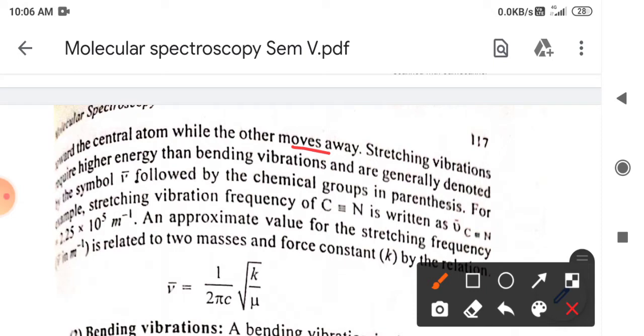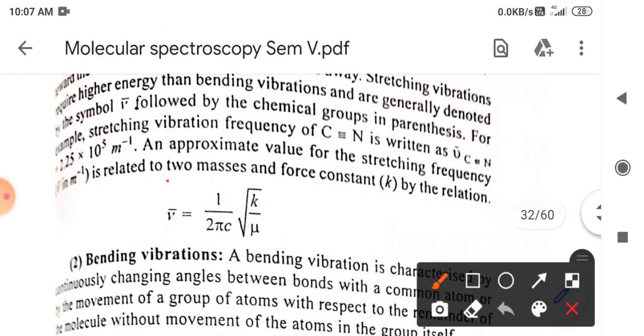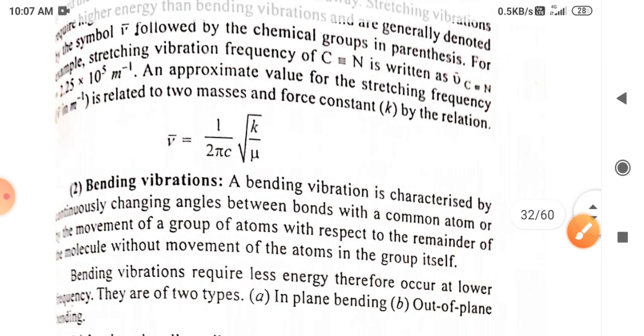Stretching vibration requires higher energy than bending vibration, and is generally denoted by the symbol nu bar. There is one specific formula to find the stretching frequency for the vibrational motion, which is 1 upon 2 pi c into the square root of k upon mu, where k is the force constant and mu is the reduced mass for the given system.